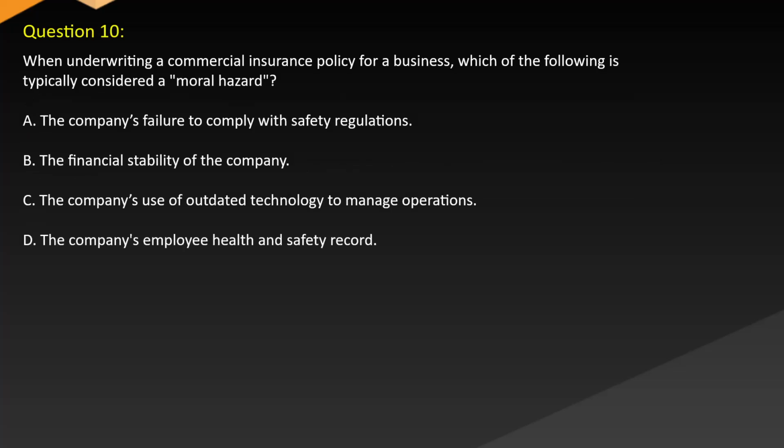Question 10. When underwriting a commercial insurance policy for a business, which of the following is typically considered a moral hazard? A. The company's failure to comply with safety regulations. B. The financial stability of the company. C. The company's use of outdated technology to manage operations. D. The company's employee health and safety record.